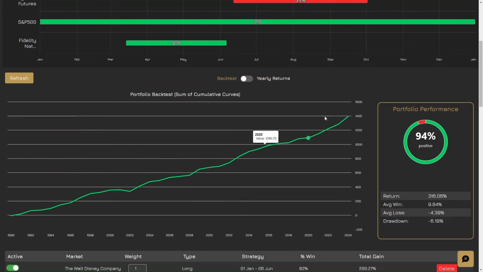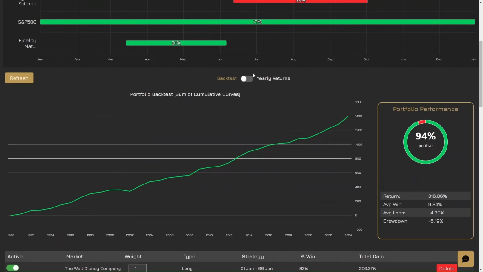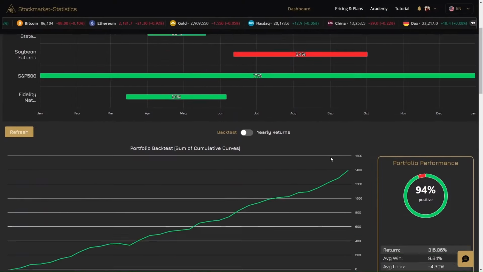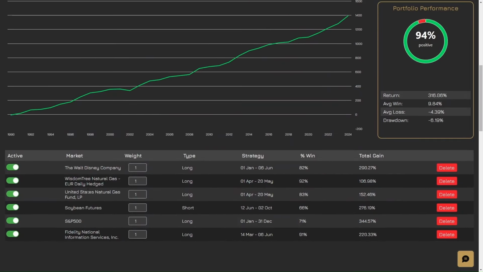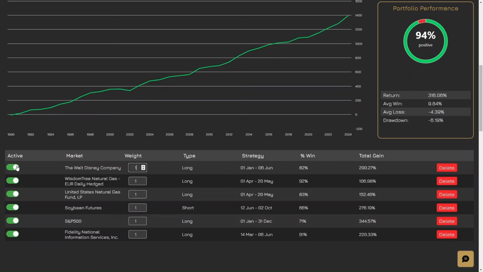Note that this portfolio is calculated using simple interest, meaning that profits are withdrawn each year instead of being reinvested. If we applied compound interest, the portfolio growth would be exponential. From these options, we can adjust the weight of each trade and analyze how portfolio performance changes when activating or deactivating different strategies.